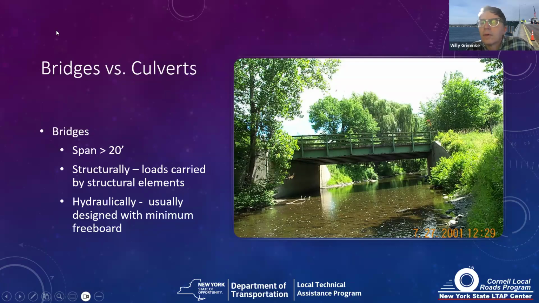So it doesn't matter whether it goes over water or not. It does not matter whether it goes over water or not. If it goes over anything, if it goes over a road, if it goes over a railroad, if it goes over just a ravine with nothing in it, or a parking lot, it's still a bridge.